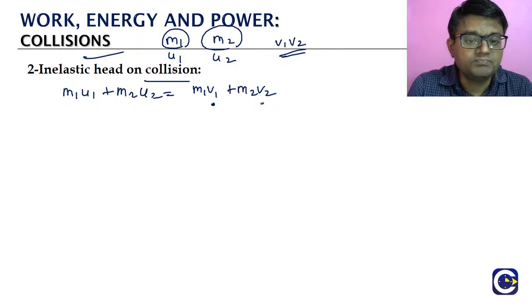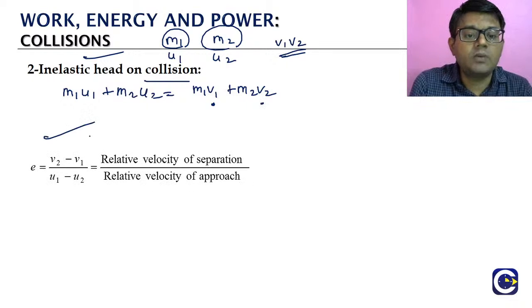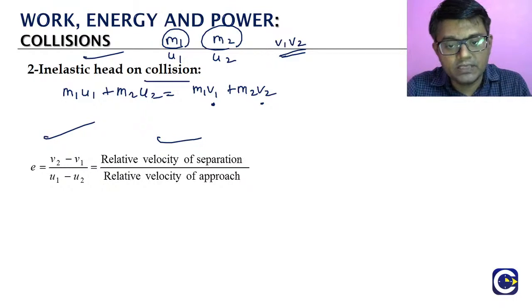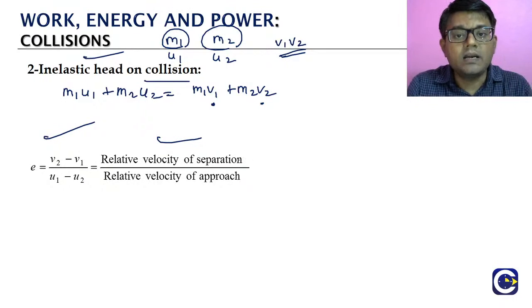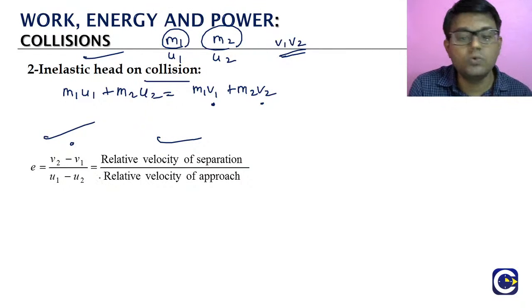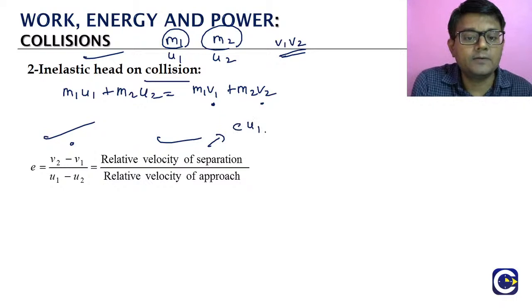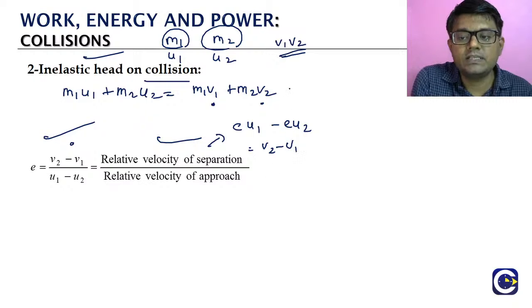What is the coefficient of restitution formula? e is equal to the relative velocity of separation after the collision divided by the relative velocity of approach before the collision. That is v2 minus v1 by u1 minus u2. If you cross multiply, e into u1 minus e into u2 is equal to v2 minus v1. So this is our equation 1, and the momentum relation is our equation 2.